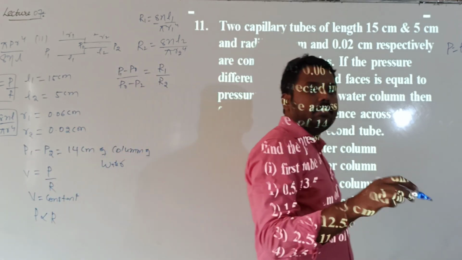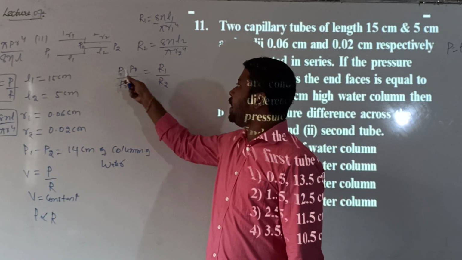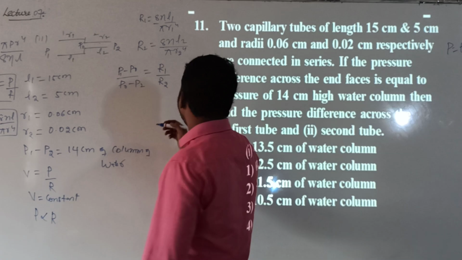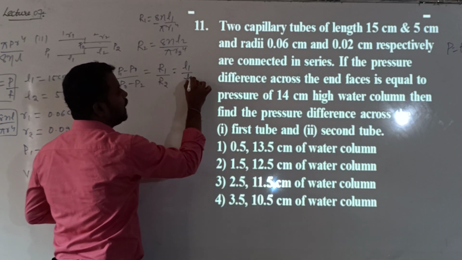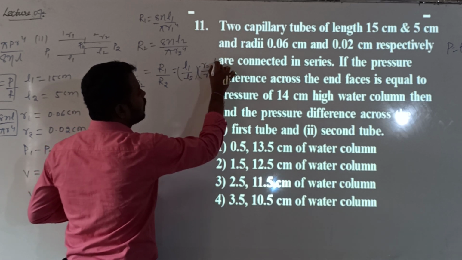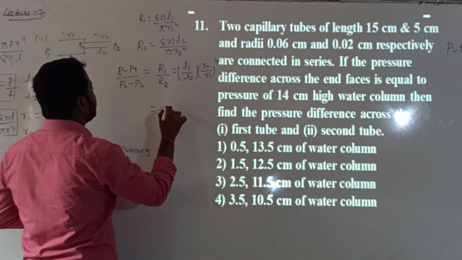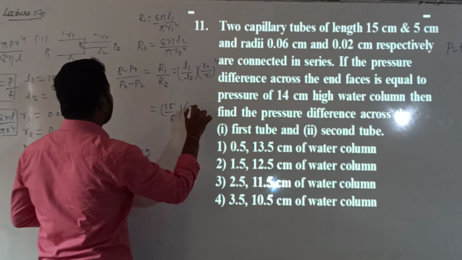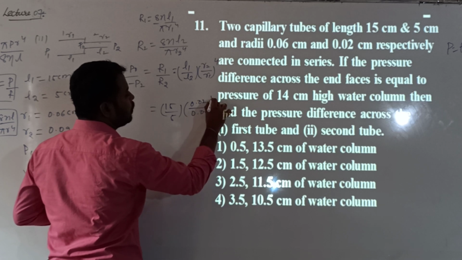R1 is the resistance of the first tube, R2 is the resistance of the second tube. Then P1 minus P0 divided by P0 minus P2 will be equal to R1 by R2. Can I substitute the values directly? I will get L1 by L2 into r2 by r1, whole power 4. Right? Whole power 4. Then I get L1 value 15 by L2 value 5, into r2 by r1, 0.02 by 0.06, whole power 4.